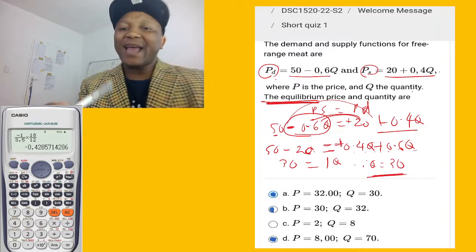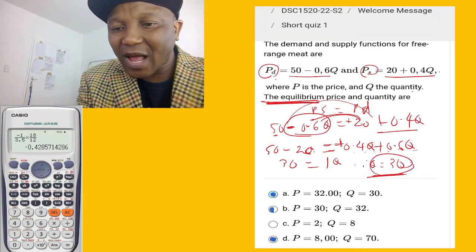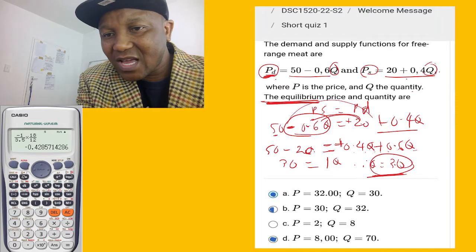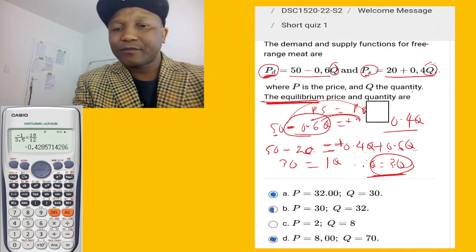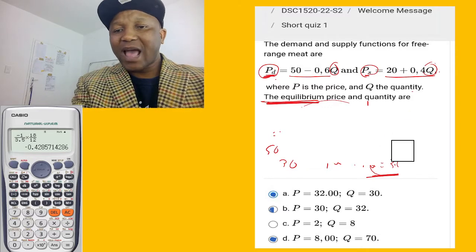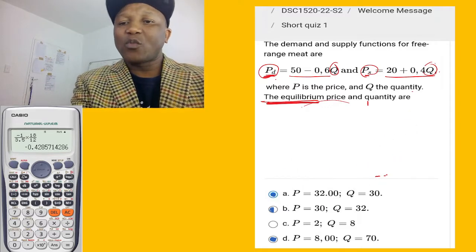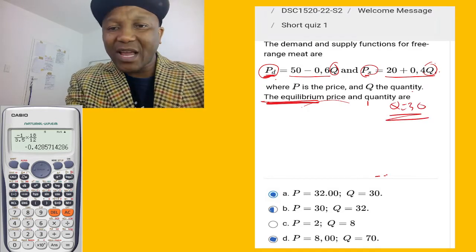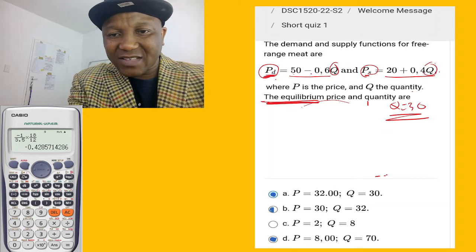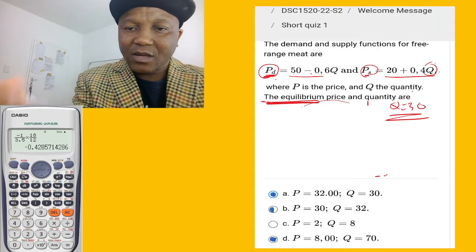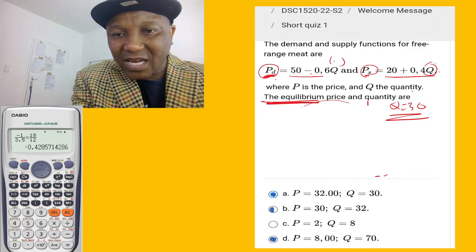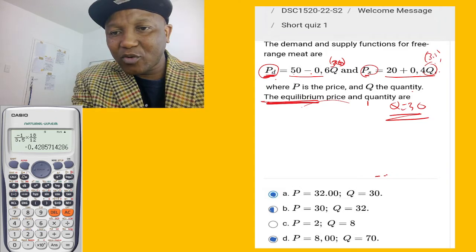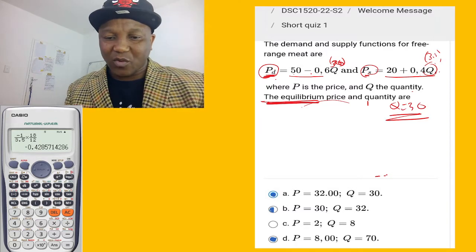If you want to get P, it's very easy. Take that Q you got, 30, and replace it in here, and then see the value of P. Everything else stays the same, we're only replacing Q. We know our Q equal to 30, we have already confirmed it. How are we going to get P? P equal to 50 minus 0.6, and in the position of Q I'm going to replace with the value I got, 30.